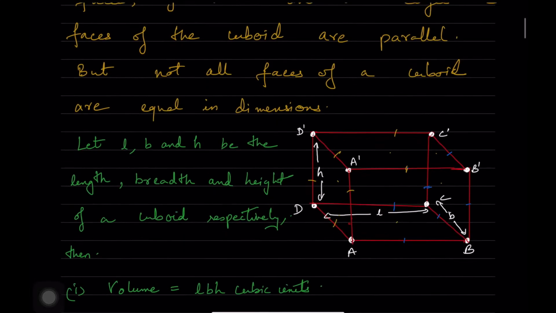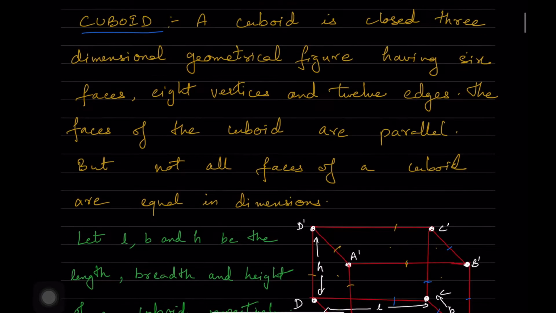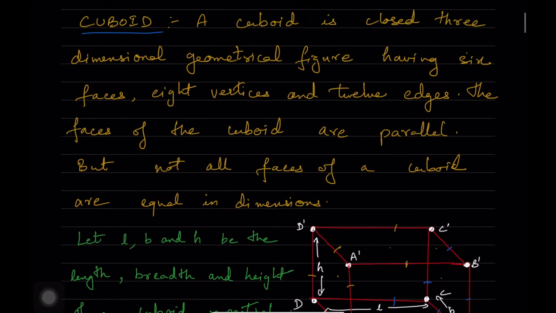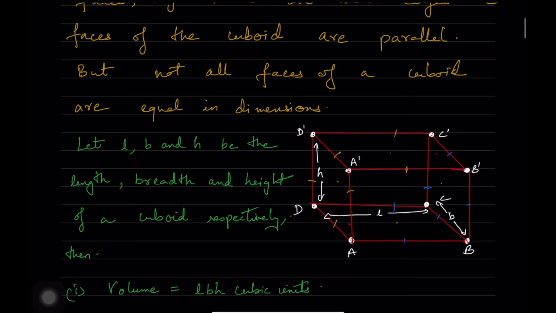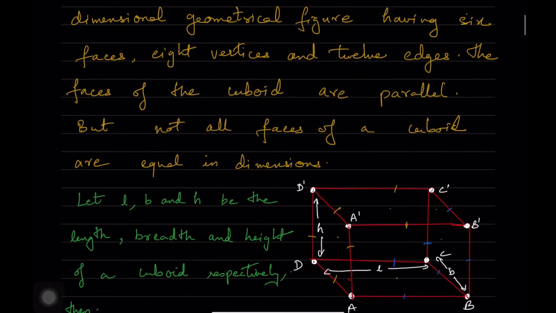We'll see. The figure is over here. A cuboid is a closed three-dimensional geometrical figure. Why is it a three-dimensional geometrical figure? Because it has length, breadth and height. That's why it's called a three-dimensional geometric figure, having 6 faces.